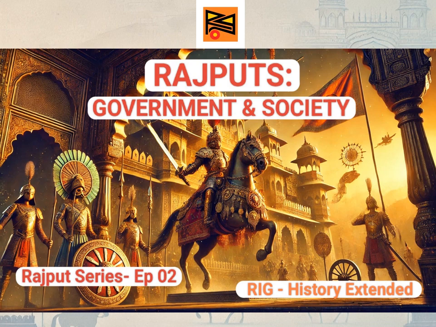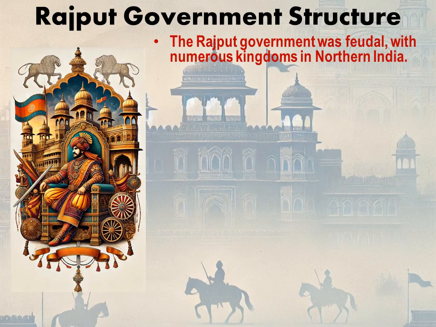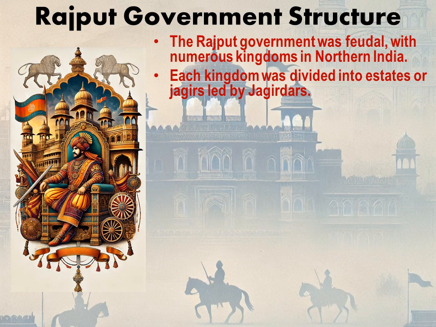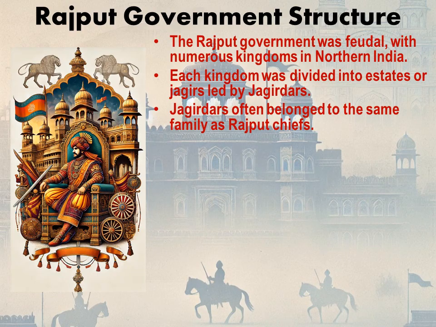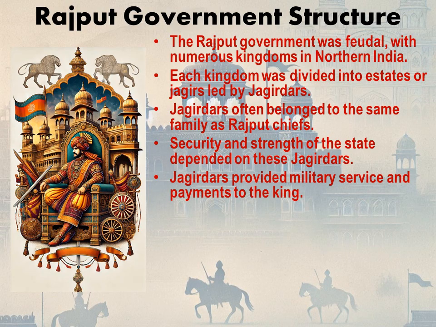Rajput government and society. Rajput government structure. The Rajput government was feudal, with numerous kingdoms in northern India. Each kingdom was divided into estates or jaigirs led by jaigirdars. Jaigirdars often belonged to the same family as Rajput chiefs. Security and strength of the state depended on these jaigirdars. Jaigirdars provided military service and payments to the king.